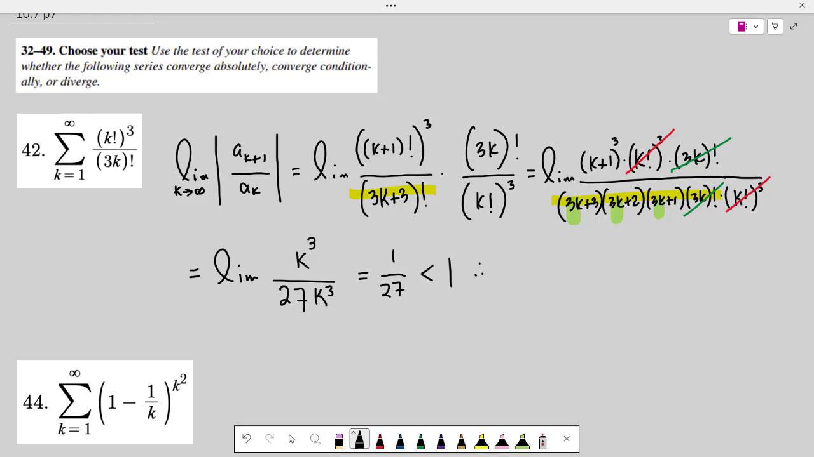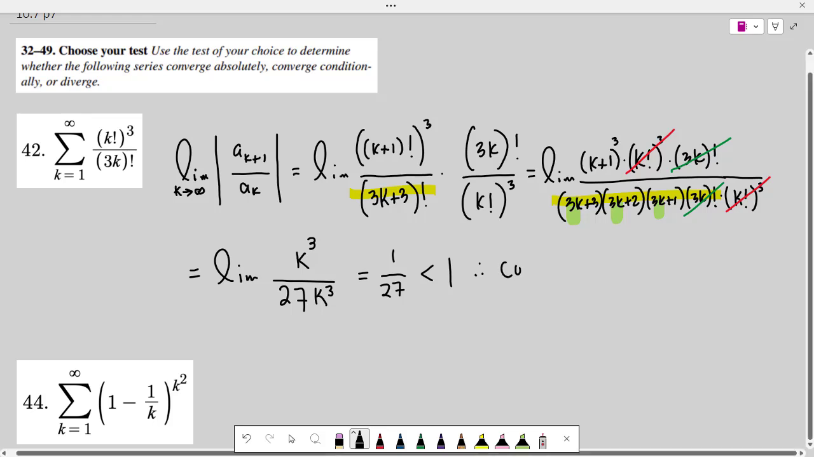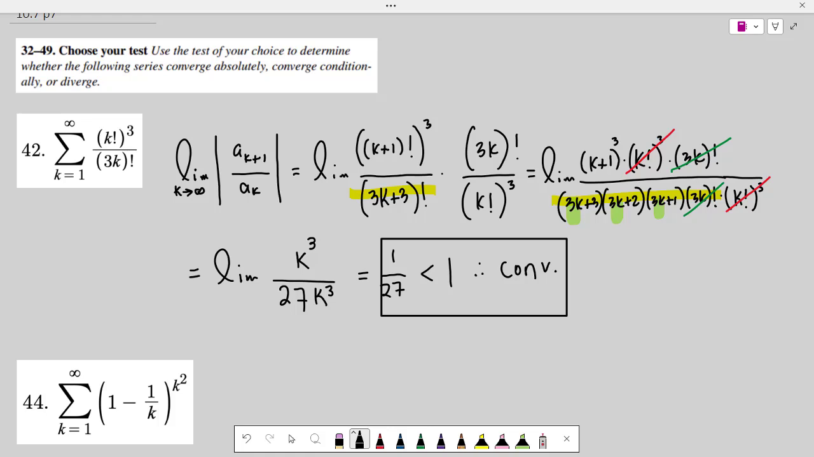Question? So this is going to converge. And because we did an absolute value, you could say it's absolutely convergent, but these are all positive terms anyway, so for convergence and absolute convergence there's no distinction between the two if everything's positive.